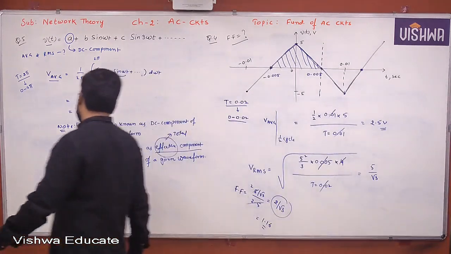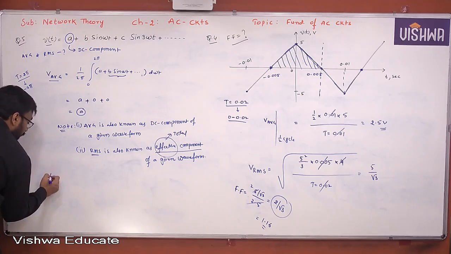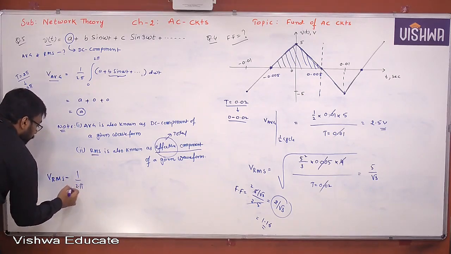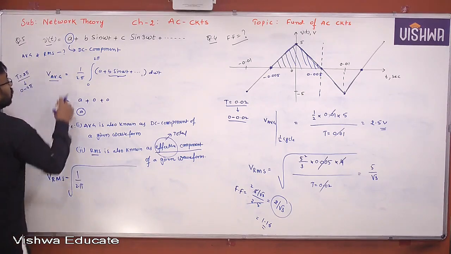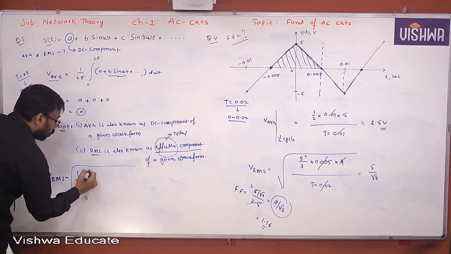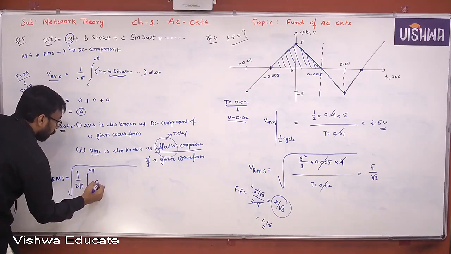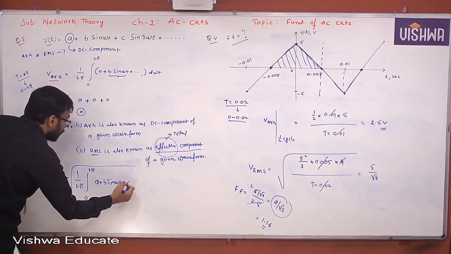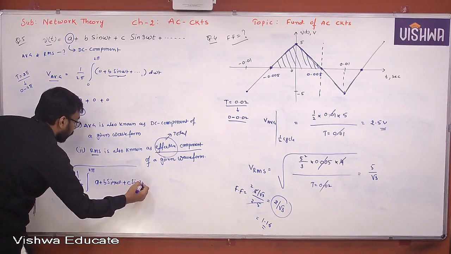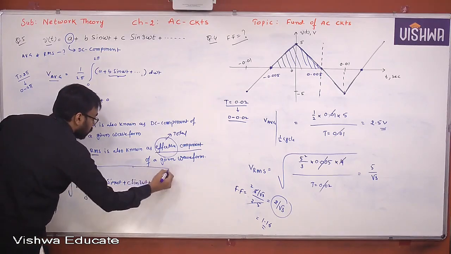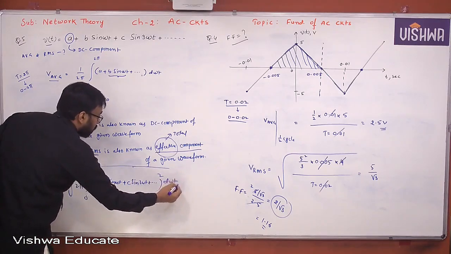Then similarly, if you take VRMS, what do you get now? 1 by 2 pi, the integral from 0 to 2 pi of the whole square of A plus B sine omega t plus C sine 3 omega t plus and so on, whole square, d omega t.